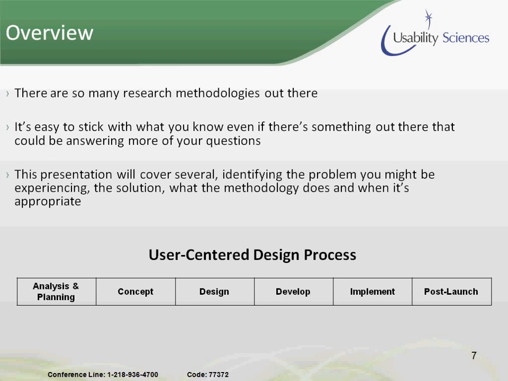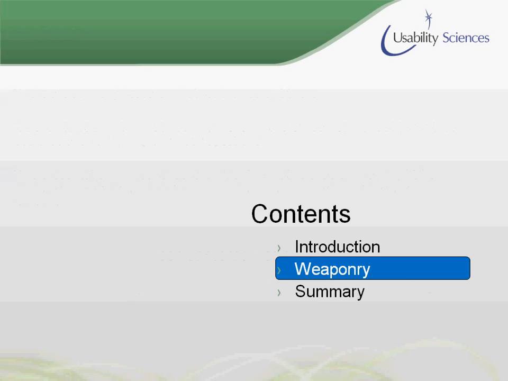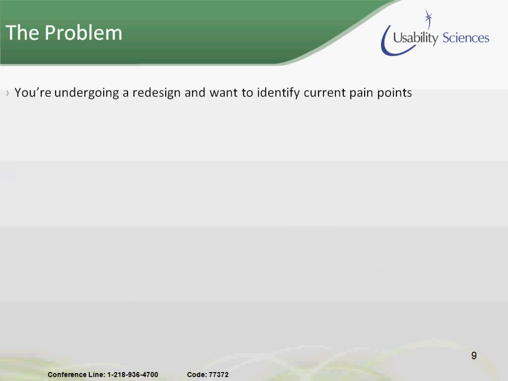So let's go ahead and jump into one of our problems. And I'm going to give you what I hope will be a fun little exercise in which you can guess what weapon you need to solve each of these problems. So let's go ahead and check out our first one.